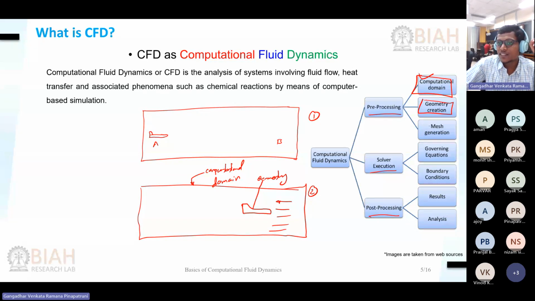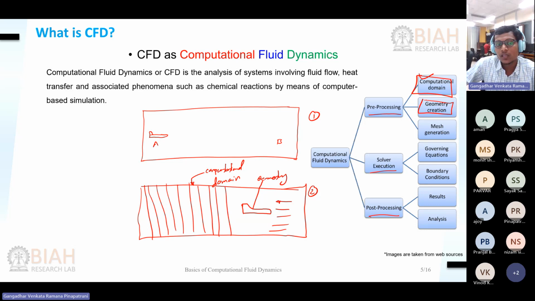Okay. So next thing is mesh generation. In CFD, you need to get some skills in mesh generation. What does mesh generation mean? You are solving the equations that come up with mass conservation, energy conservation, or momentum conservation. Those equations will be solved by creating the mesh in the domain. Mesh means you need to make your complete computational domain into small parts.